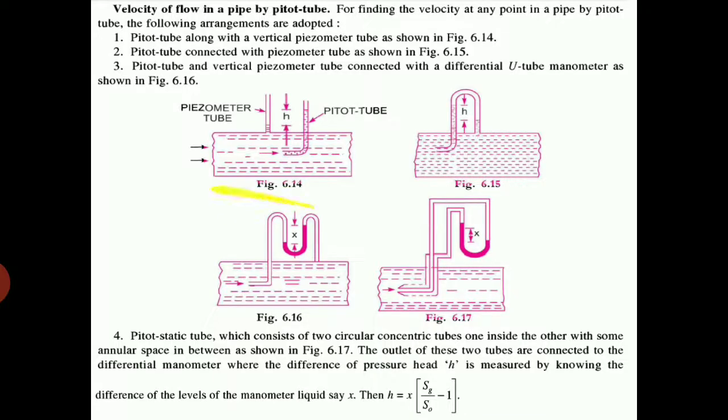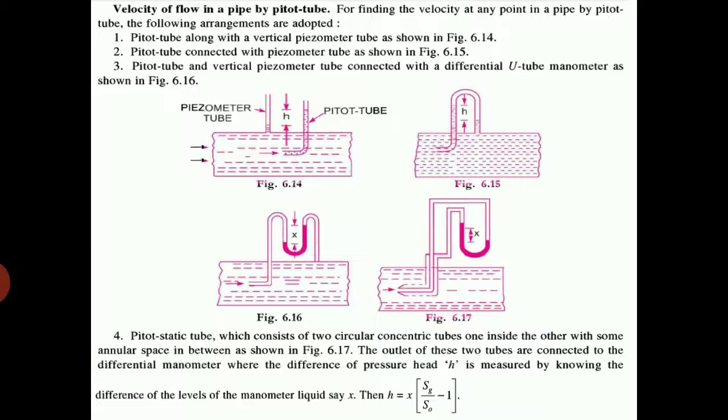Now the first arrangement which is shown is the Pitot tube along with the vertical piezometer. In this arrangement, a Pitot tube is inserted in the pipe, and we are inserting a piezometer tube at another point. Now what will happen? Through this piezometer some water will be rising over here, and through this Pitot tube the water level will be rising too. So whatever is the difference of this rising water level, this is the h we are getting, and we need to directly substitute this value of h in the formula V is equal to Cv into under root 2gh.